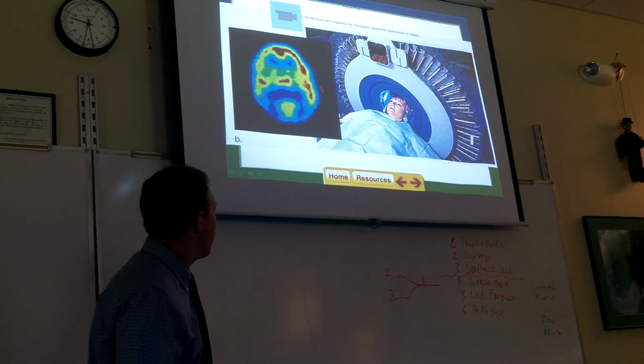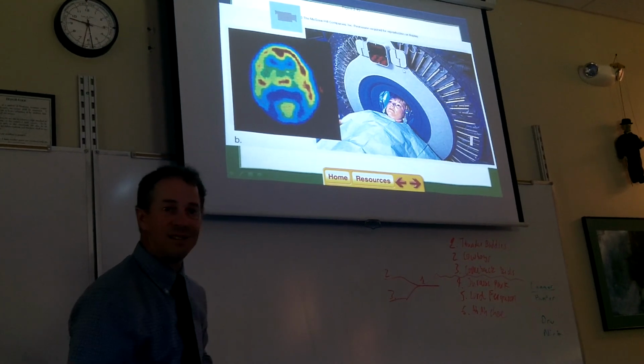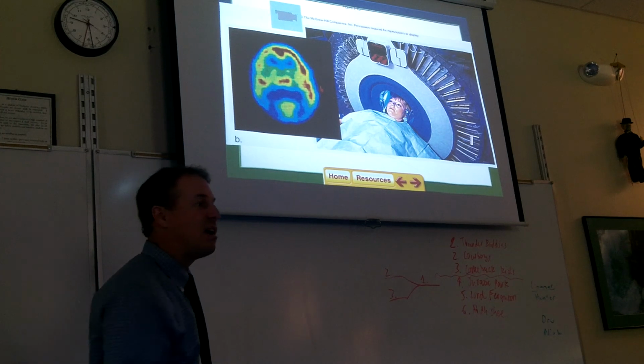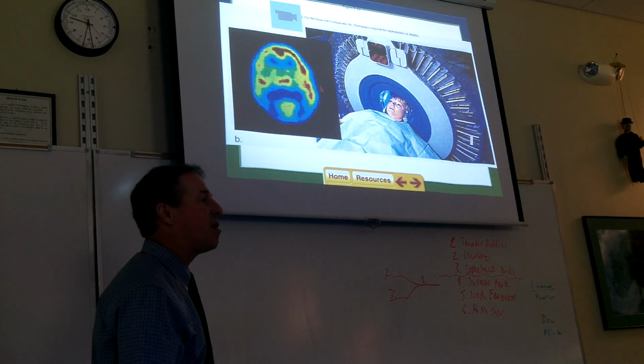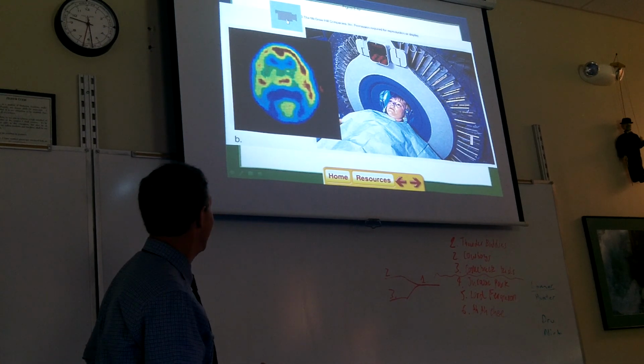Here they've injected somebody with radioactive glucose, and it goes into their brain and sends out signals, and this machine is the machine that can see the radiation. We call it a PET scan, P-E-T, positron emission tomography. It means it's a machine that looks for the radiation coming out of a radioactive isotope.